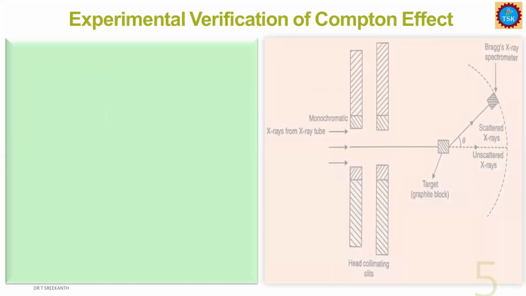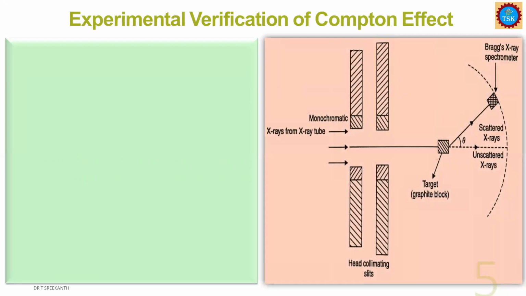Experimental verification of Compton effect. According to this diagram, a collimator is there and X-rays propagate through this collimator, which improves the directionality of the X-rays, and they are incident on the target material. In this case, the target material is graphite, and after X-rays are incident on the target material, they scatter. In front of the target material, we have a circular scale. On the circular scale, we have a Bragg spectrometer. That Bragg spectrometer will record the intensity of the X-rays.